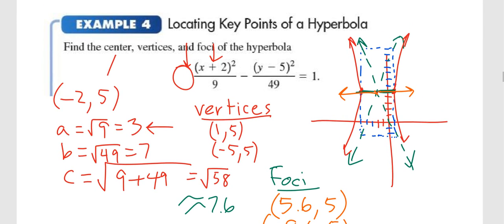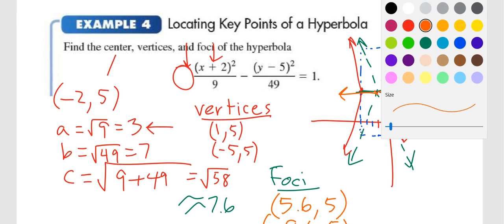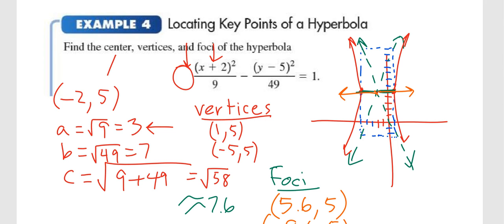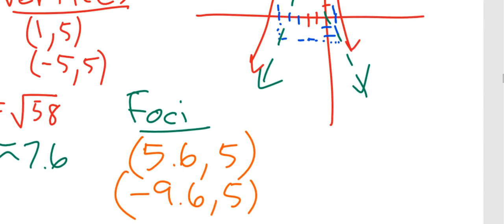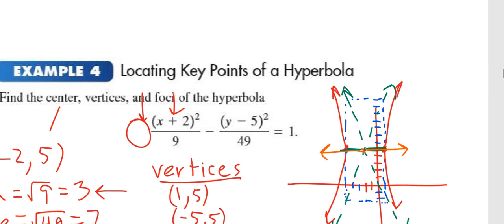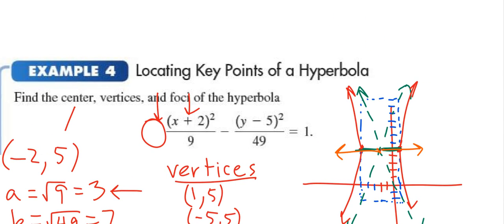Now, something they didn't ask me about, but I'm going to ask you right now. What are the equations of those asymptotes? Equations of the asymptotes. Asymptotically speaking. What are you thinking?